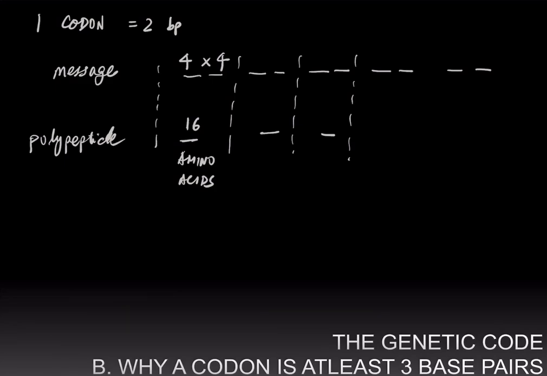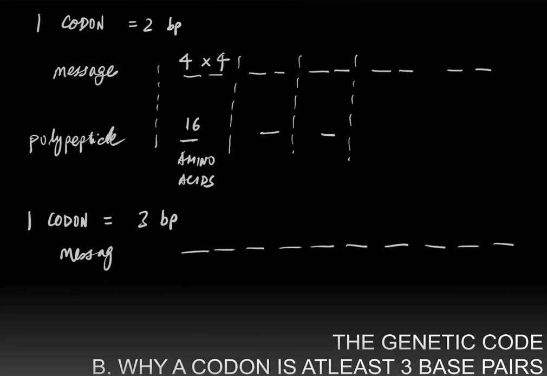So let's consider the situation where one codon is 3 base pairs. Now, our message will be read in 3s. So every 3 base pairs gives 1 amino acid in the polypeptide.